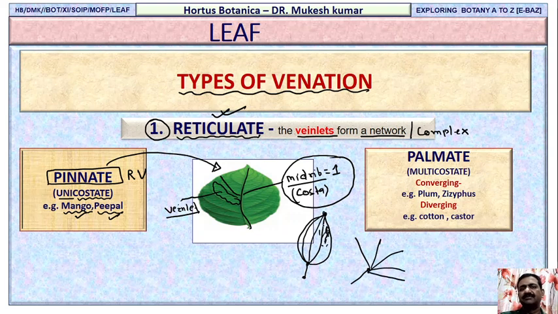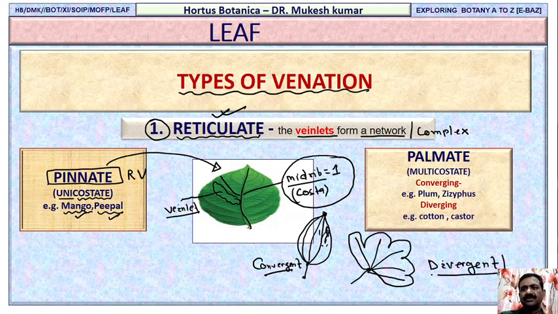single point. Means to say they are not convergent. They are not converging type. Rather they are moving apart from each other. They are diverging from each other. So what you find here, this is called divergent type. So this is divergent type and this is convergent type.